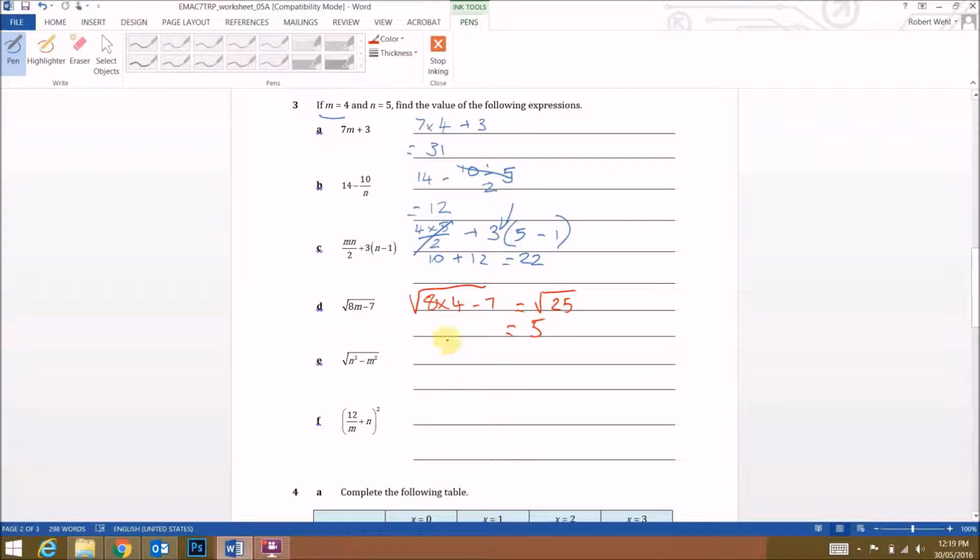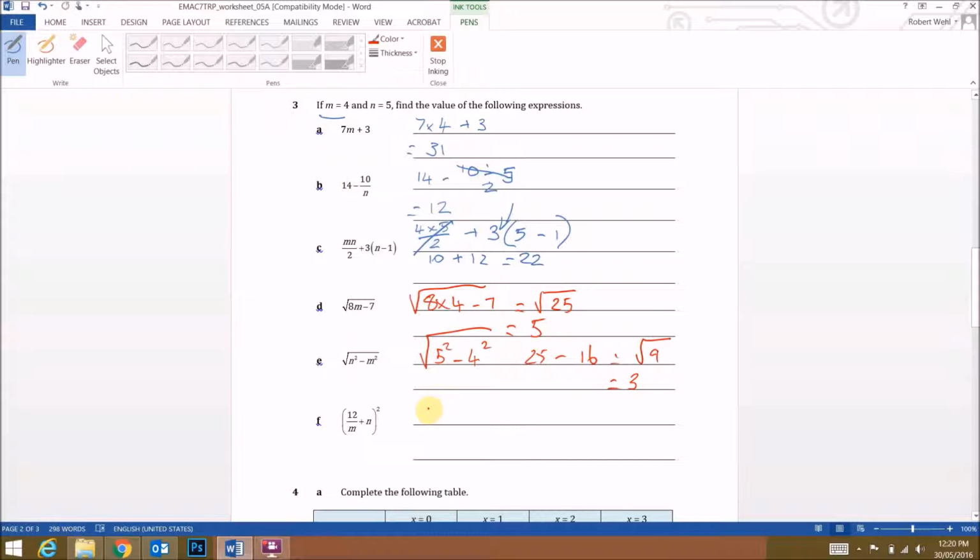N squared, take away m squared, and then find the square root. Sorry, this is where it's important to make sure you're copying out right. So 5 squared, take away 4 squared. 5 squared is 25. Take away 4 squared, which is 16, which gives us 9. And the square root of 9 is 3, because 3 times 3 equals 9.